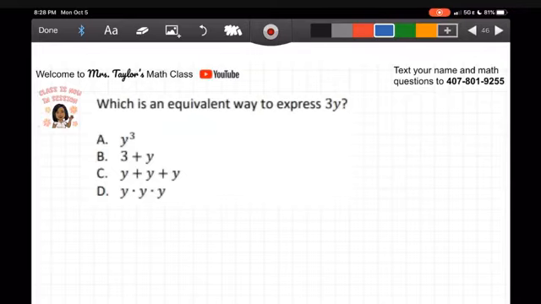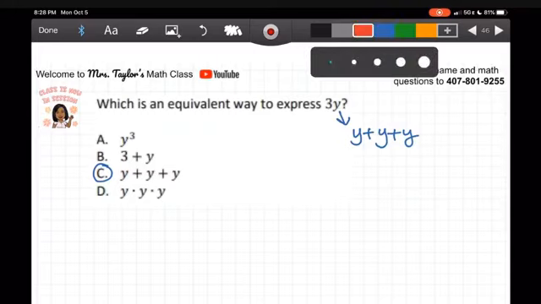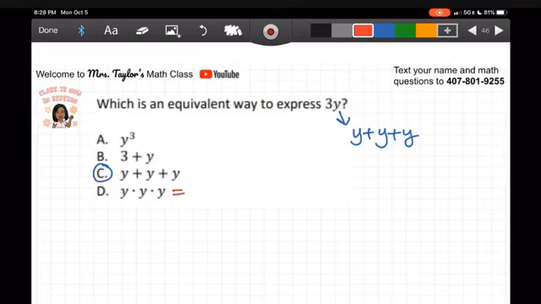So here it says, which is an equivalent way to express 3y? Well, 3y means that I have y and I'm adding it 3 times. So it's going to be answer choice C. Let's look at the other answers though. Let's look at this one, this D down here. There's an exponent of 1 with each one of the y's. So really you're writing y, 1 plus 1 plus 1. That's going to be y cubed. So really A and D are the same answer.